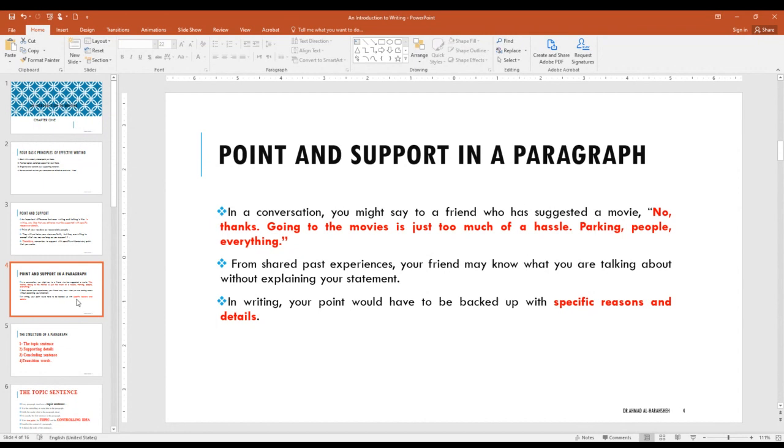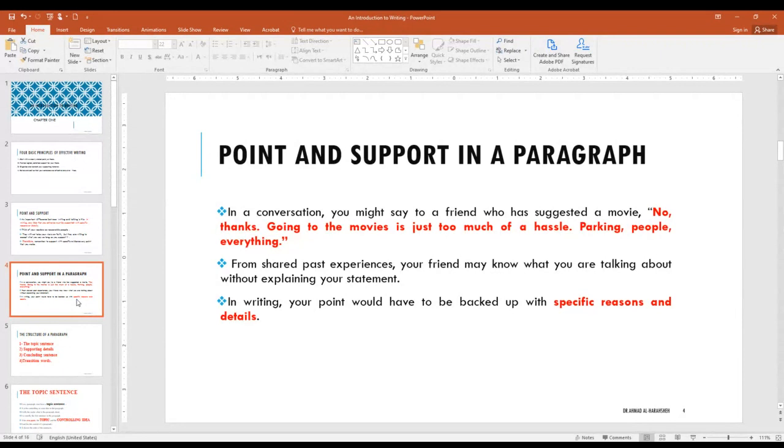Now, in a conversation, you might say to a friend who has suggested a movie, no thanks. Shall we go to the movie? No thanks. So no thanks here is an utterance. It means, no, I don't like to go to the movie. If I'd like to write it in a full grammatical sentence, I'm so sorry, or I don't like to go to the movie.